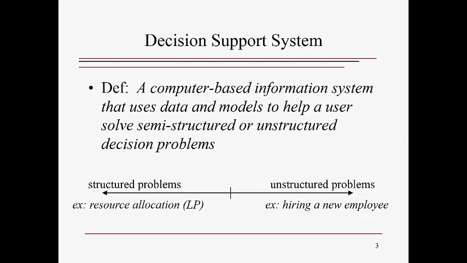Semi-structured problems typically have both types of characteristics. They have aspects of them that can be automated and other aspects that require human intuition or expertise. These are really the types of problems that a computer-based decision support system, with its combination of computing power and human input, is intended to help solve.